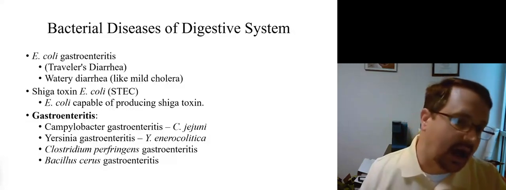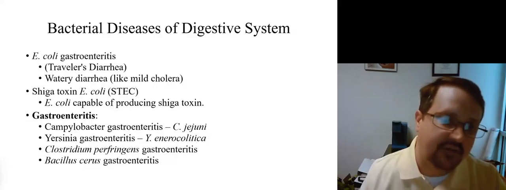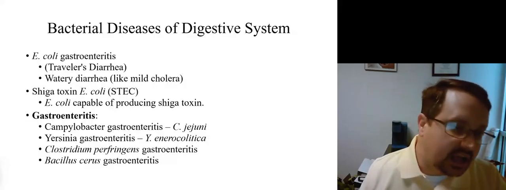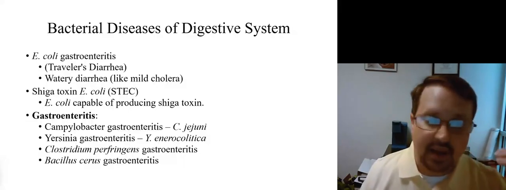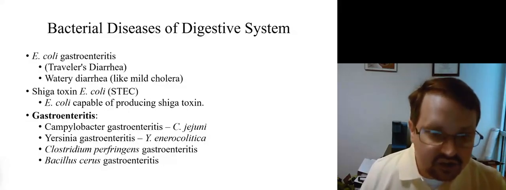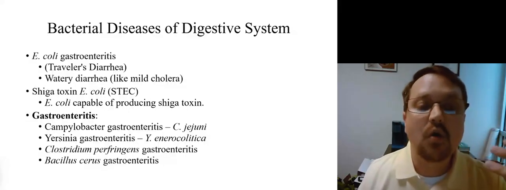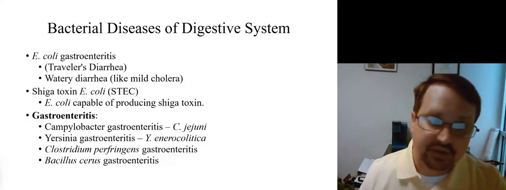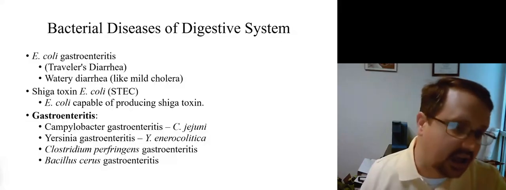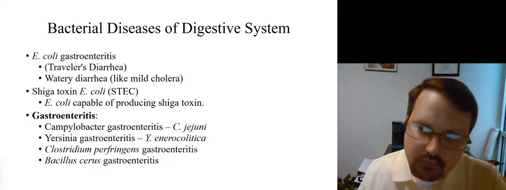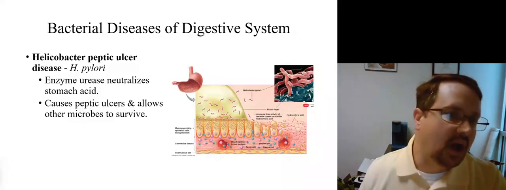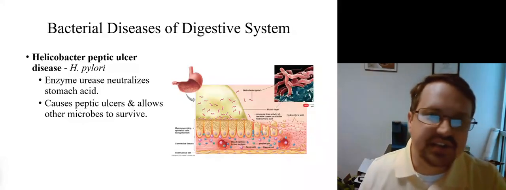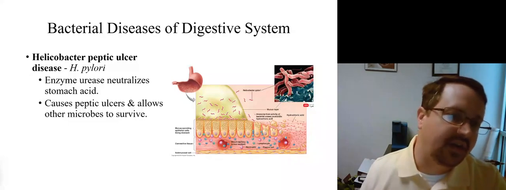Gastroenteritis can be caused by Campylobacter jejuni. Yersinia gastroenteritis, another Yersinia; Yersinia pestis is not the only one. Yersinia enterocolitica. Clostridium perfringens is a gastroenteritis, and Bacillus cereus, B. cereus gastroenteritis. Always remember B. cereus, Bacillus cereus.